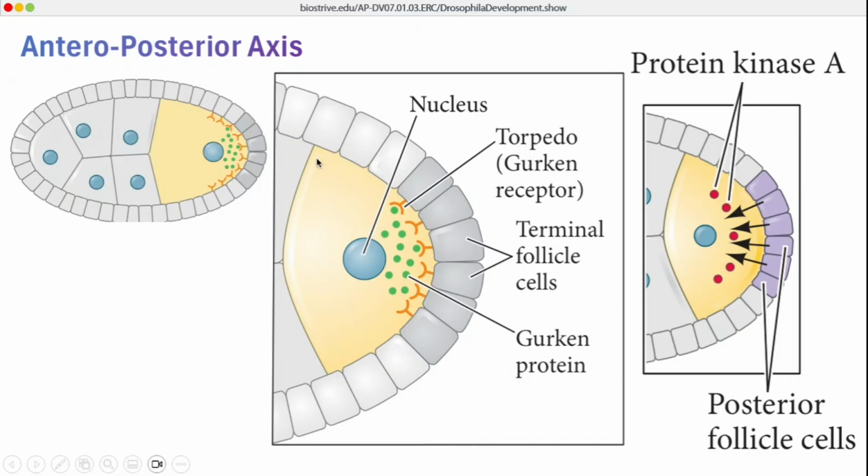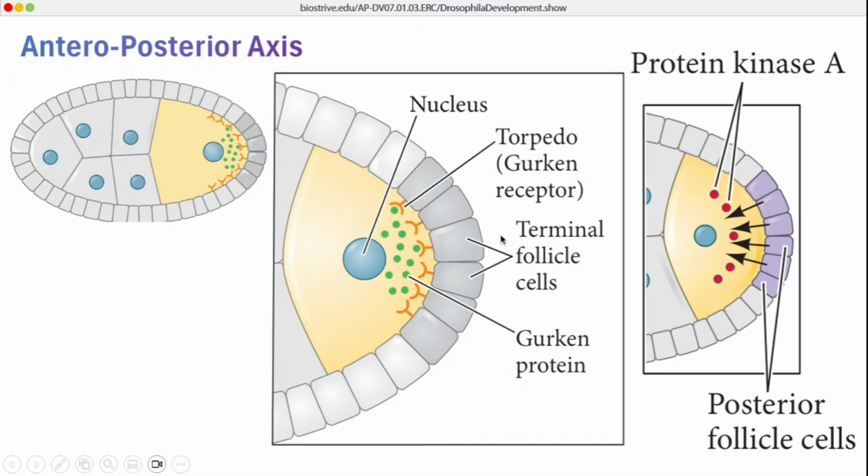So what has happened is there is secretion of Gurken proteins by this oocyte itself. The terminal follicle cells have made Torpedo receptors. Gurken-Torpedo interaction takes place. The posterior cell fate arises in these terminal follicle cells, and as soon as the posterior cell fate arises, these terminal follicle cells will start making protein kinase A.